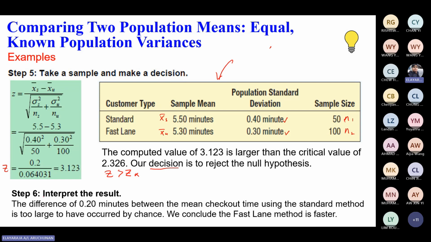Next, step 6, we need to interpret the result. We should know how to interpret it. The interpretation suggestion is that the difference of 0.2 minutes between the mean checkout time using the standard method is too large to have occurred by chance. So we can conclude that the fast lane method is faster, or the fast lane checkout is faster.